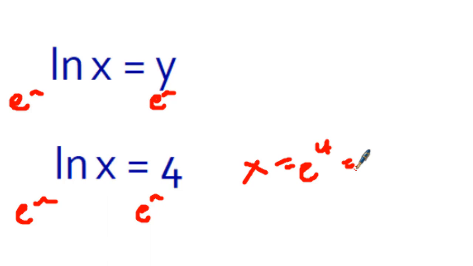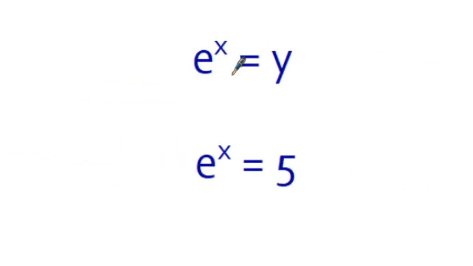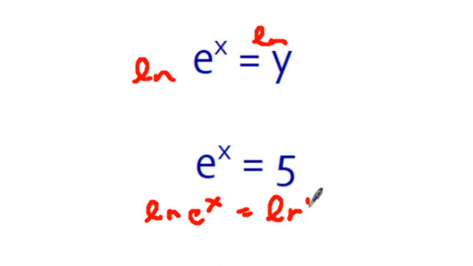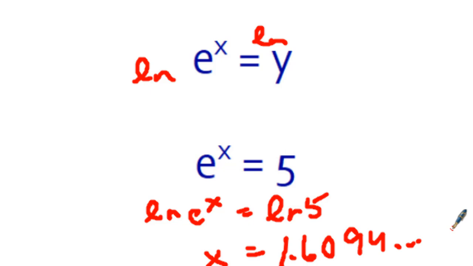And if you do that in your calculator, e to the 4th power is equal to 54.598, and so on and so forth. And if you check your answer by taking the natural log of that, you'll get 4. Okay, well, what's the algebra behind e to the x power is equal to y? We want to do natural log on both sides. So here we have natural log of e to the x equals natural log of 5. That cancels out the e, and we have natural log of 5, which is 1.6094, and so on and so forth.